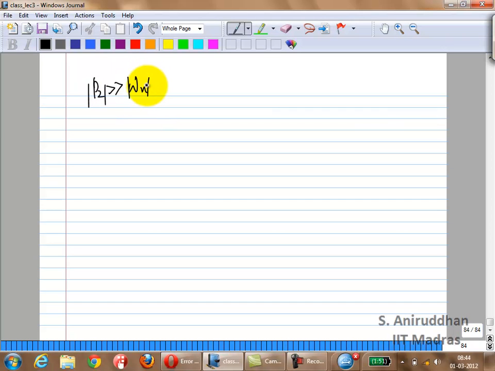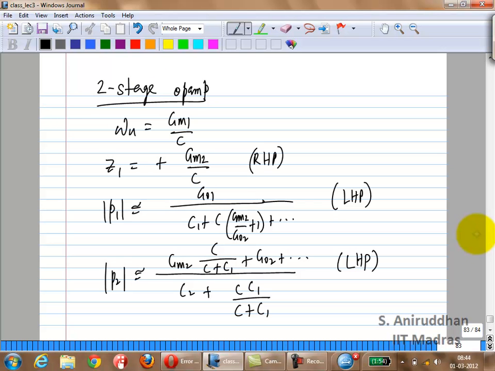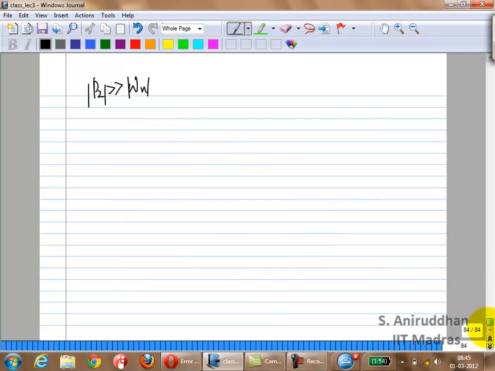What else? What about the zero? What does an RHP zero do? What is the phase shift? It's negative. Is that good or bad? It's bad, right? You know that a negative phase shift is going to reduce your phase margin. So let's write down the expression for phase margin, the total phase at the unity gain frequency.